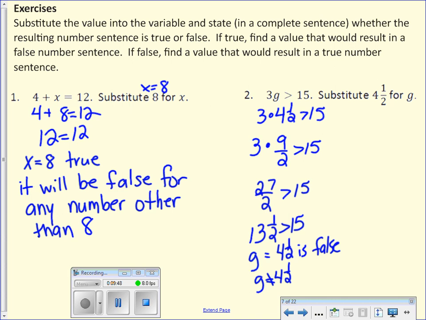Well, wait a minute. I know that 3 times 5 is 15. So if g equaled 5, 3 times 5 is 15. Is 15 greater than 15? No! So when g equals 5, what would have to be true? It has to be higher than 5. So to make it true, any number greater than 5, so 5.1, 5.01, 5.000000001, anything that is just a smidgen larger than 5, or a lot bigger than 5, is going to work.